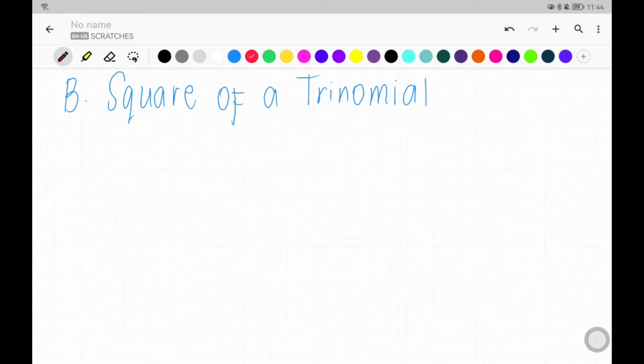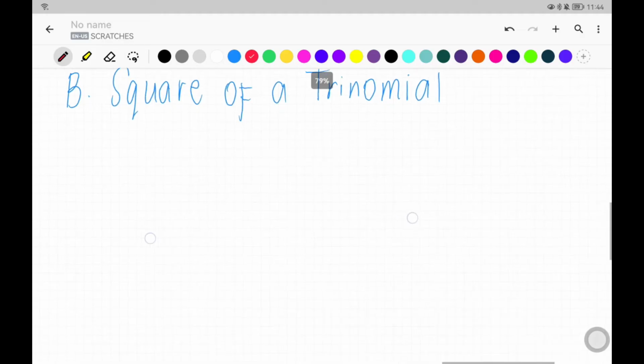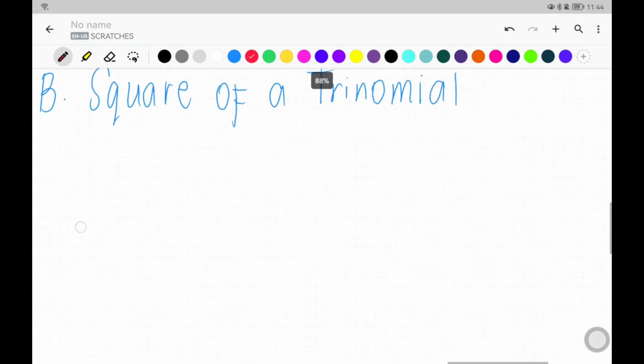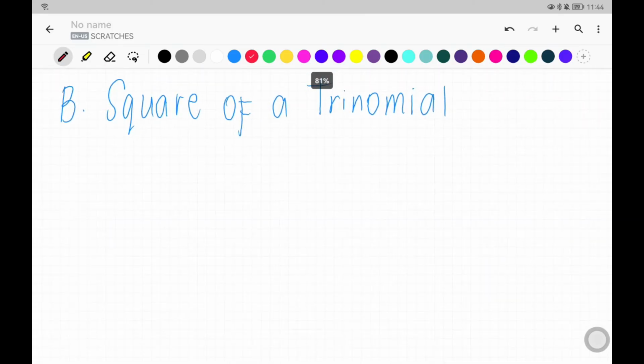Ngayon, here is the pattern. Okay, please listen carefully kasi medyo mahaba-haba to. Mahaba yung magiging final answer natin. It consists of 1, 2, 3, 4, 5, 6 terms. Okay, so let us have A plus B plus C kasi trinomial. So we get the square of this trinomial. Right, you know, trinomial is a polynomial with 3 terms.